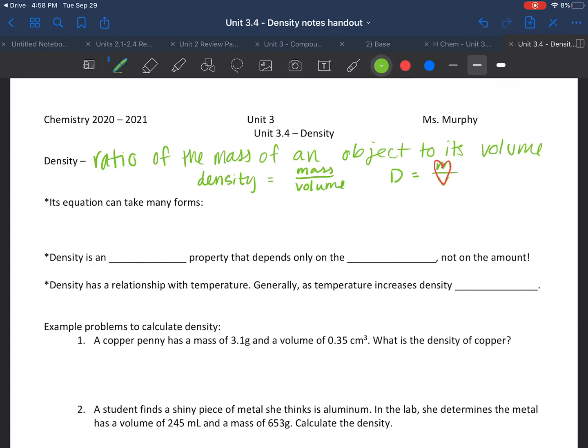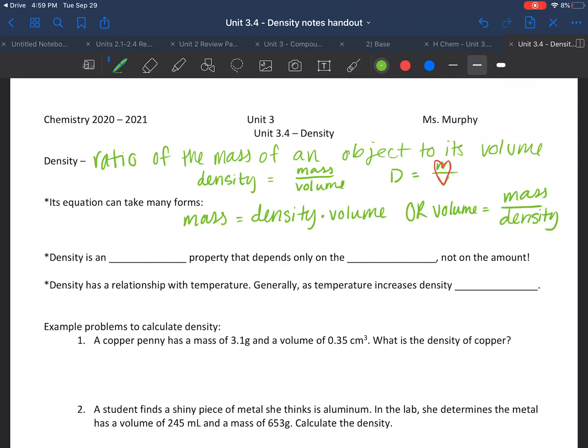And so this equation can take multiple forms, meaning that yes, density is equal to mass over volume, but you can also say mass is equal to density times volume, or that volume is equal to mass over density.